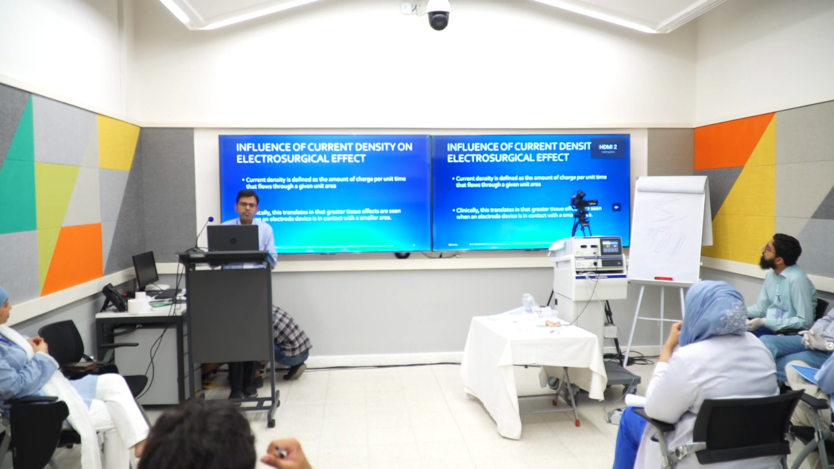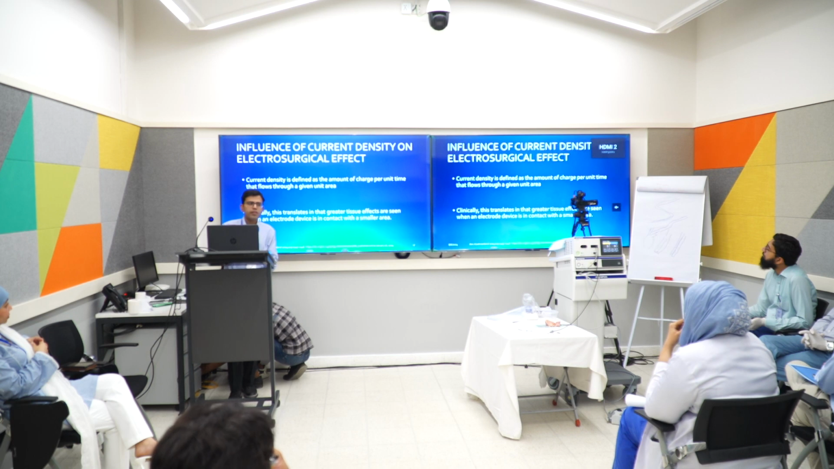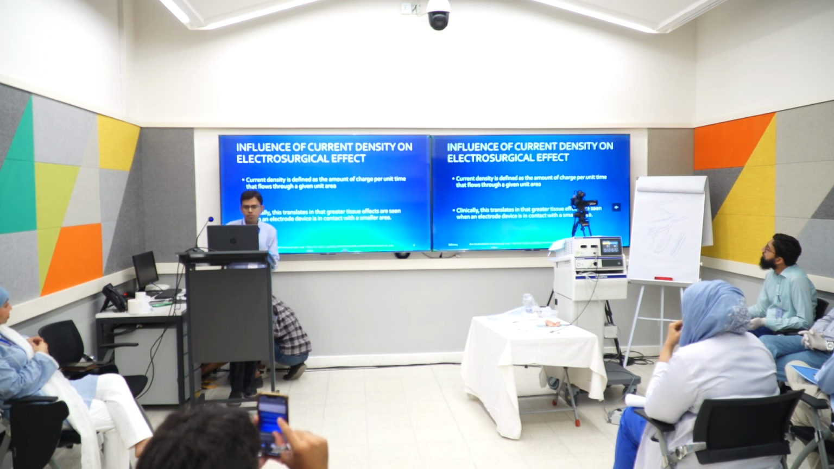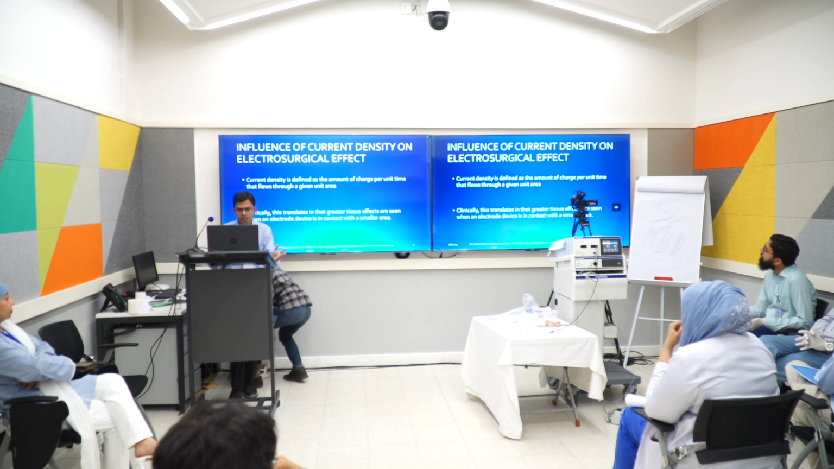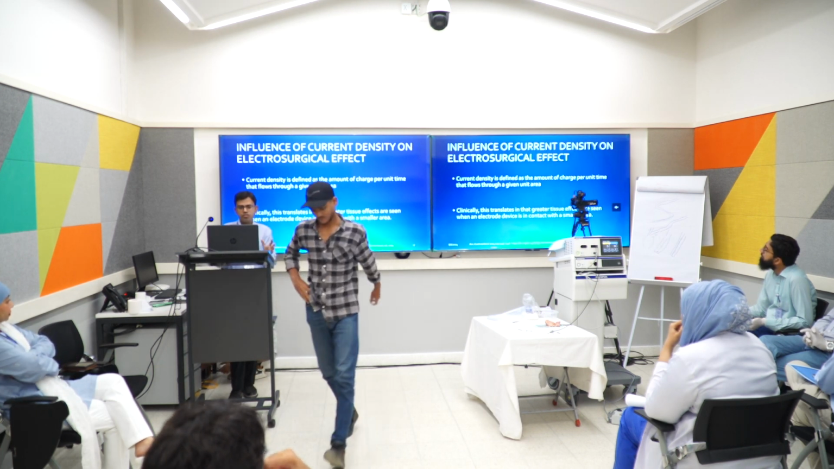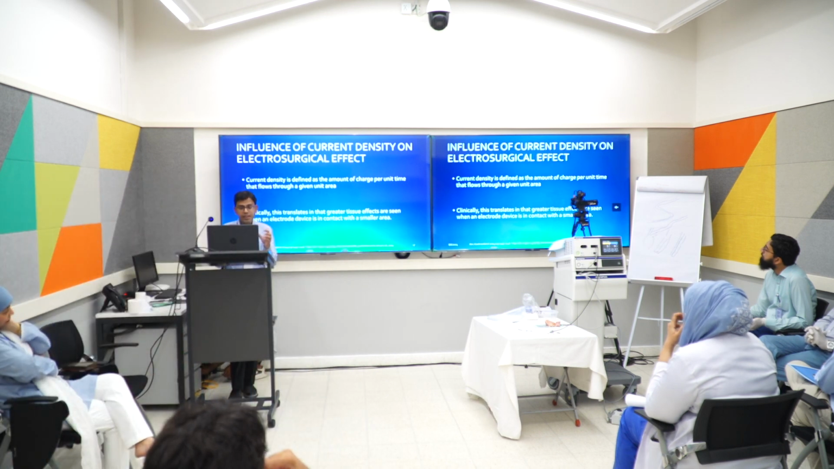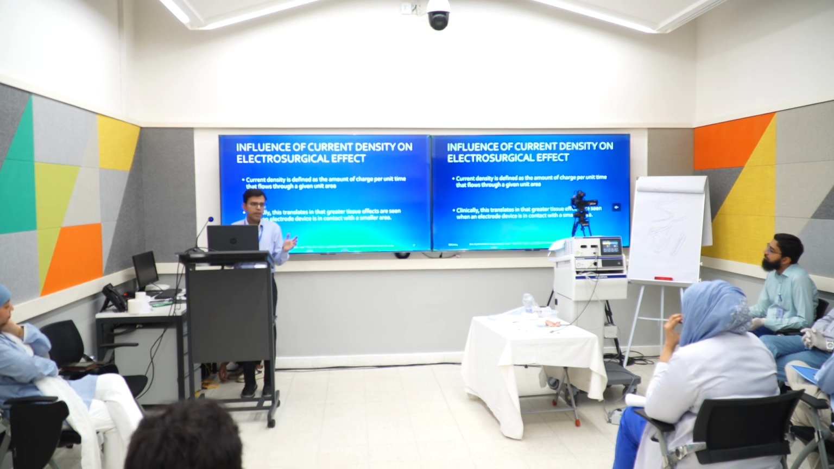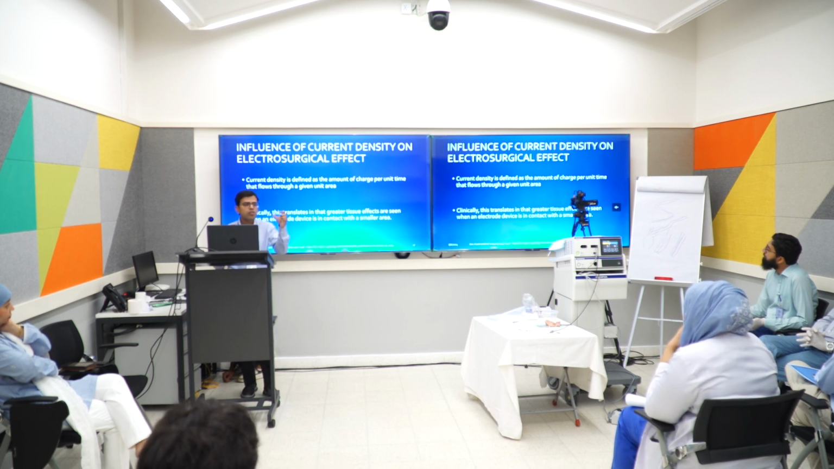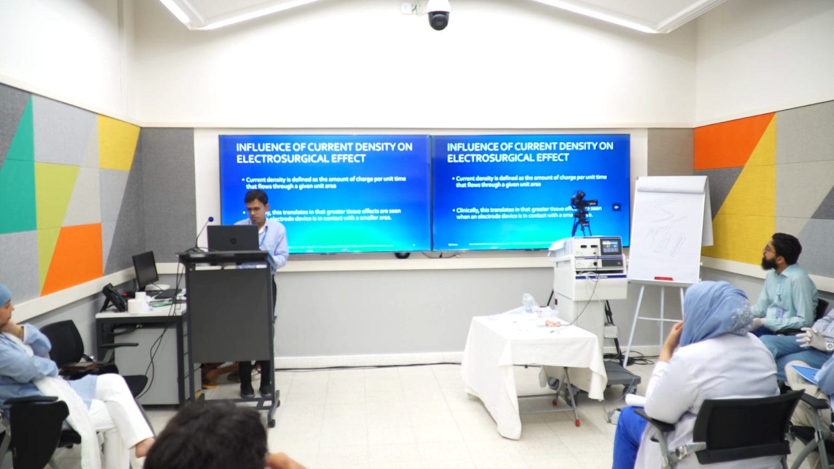What is current density? In simple terms, the amount of current at one point in time. So it is defined as the amount of charge per unit time that flows through a given unit area. So the tissue effects are greater when an electrode device is in contact with a smaller area. For example, we talk about a snare. If you keep the snare open around a polyp, with the same power, the current density will be less and less. And if you close the snare, with the same power, the current density will increase. So that's important to understand during diathermy.